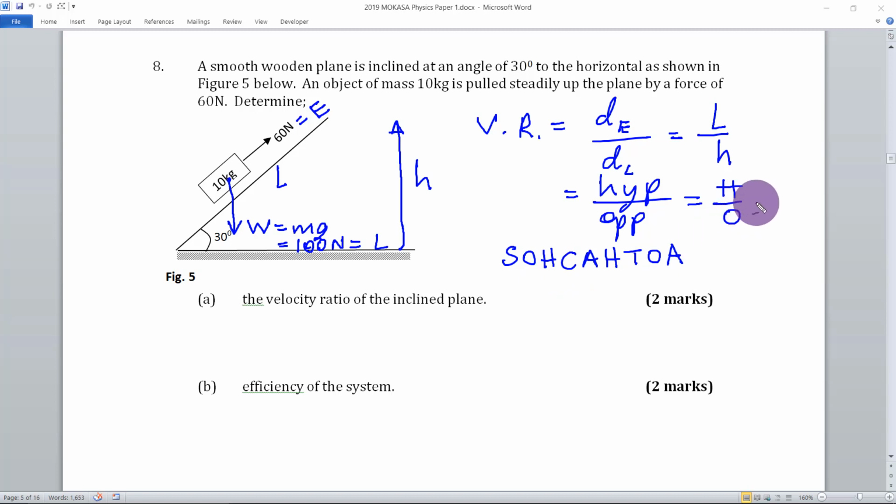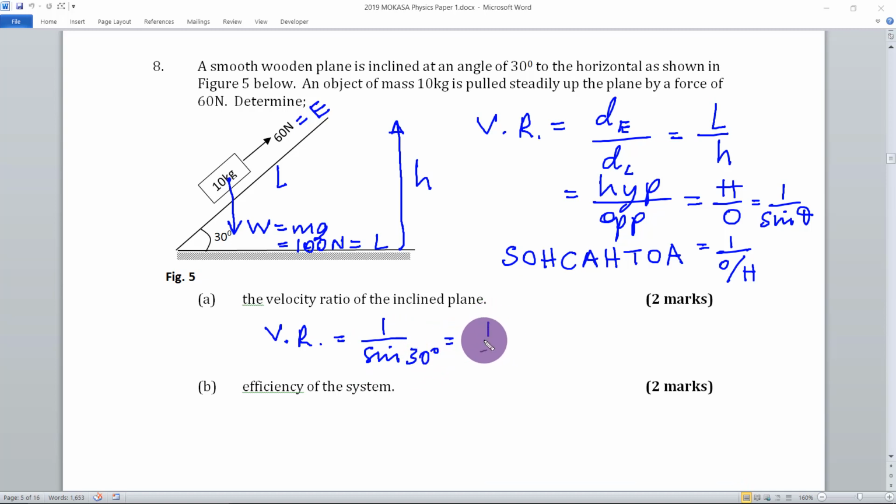So if I can say that this one is equal to 1 over sine of the angle theta, I would be correct, because sine theta is equal to opposite over the hypotenuse. But we are given hypotenuse over the opposite. Another way of looking at this is I can put a 1 there and then I make opposite over hypotenuse. And we can see that opposite over the hypotenuse is the sine of this angle. So velocity ratio here is going to be equal to 1 over sine of 30 degrees. Sine of 30 degrees is 0.5. So 1 over 0.5 actually gives us 2.